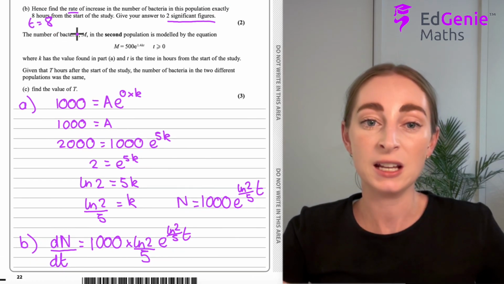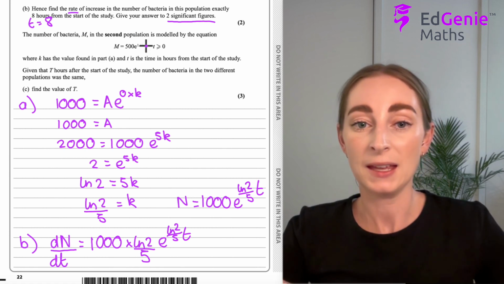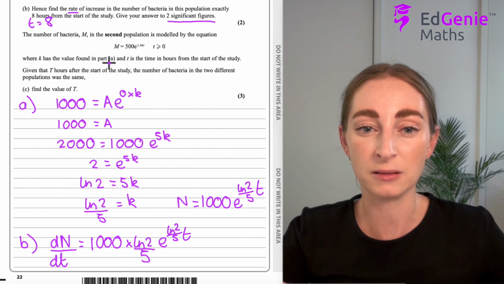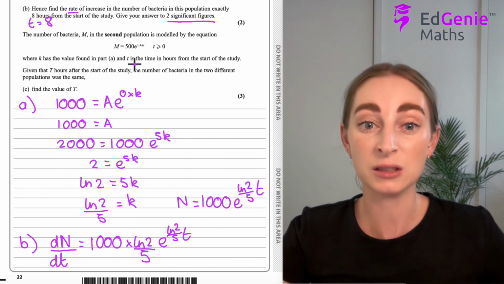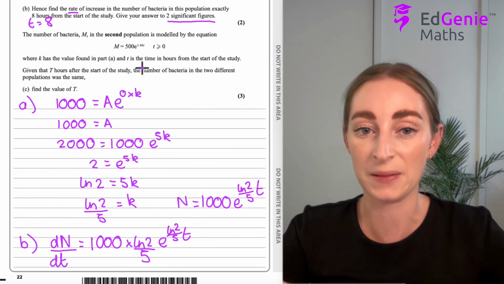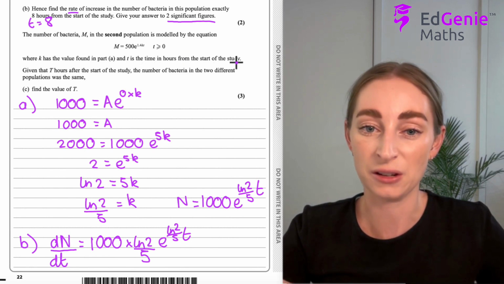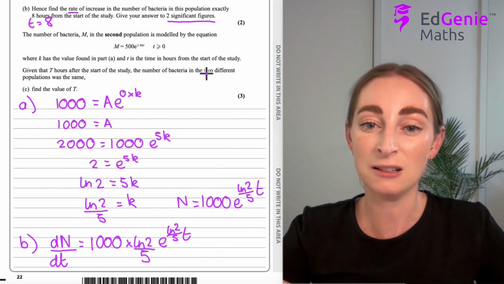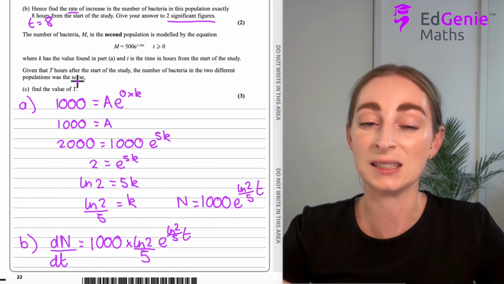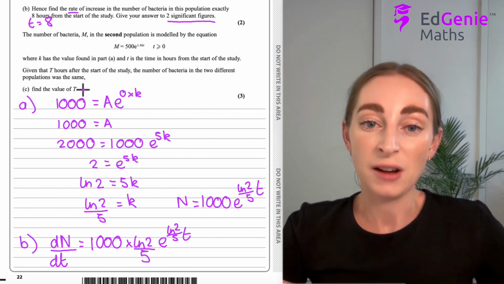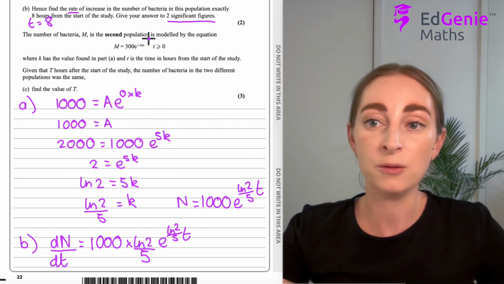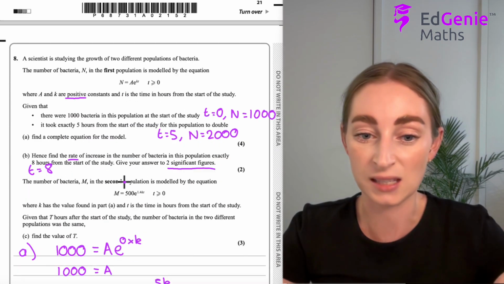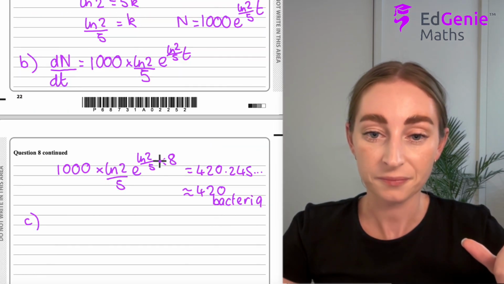The number of bacteria M in the second population is modelled by this equation, where K has a value found in part A. Where K has the value found in part A. Okay, so it's the same value of K. And T is the time in hours from the start of the study. Given that T hours after the start of the study, the number of bacteria in the 2 different populations is the same. Find the value of T. Sounds confusing. All they're saying, put this equal to this, and they're saying K is the same value. That's all we're doing.